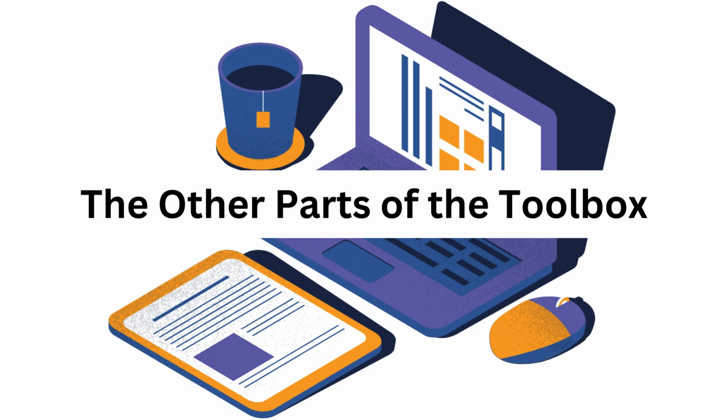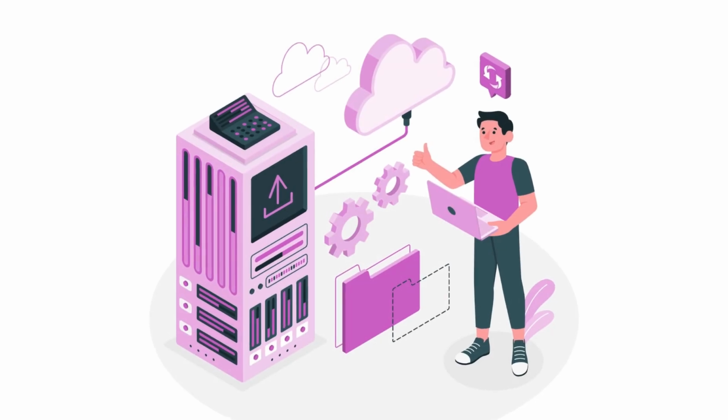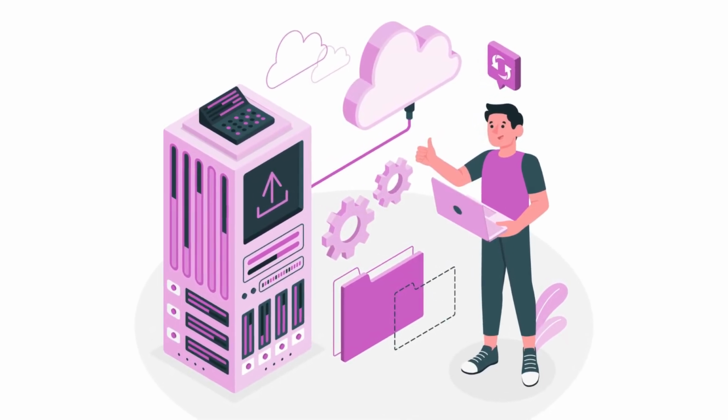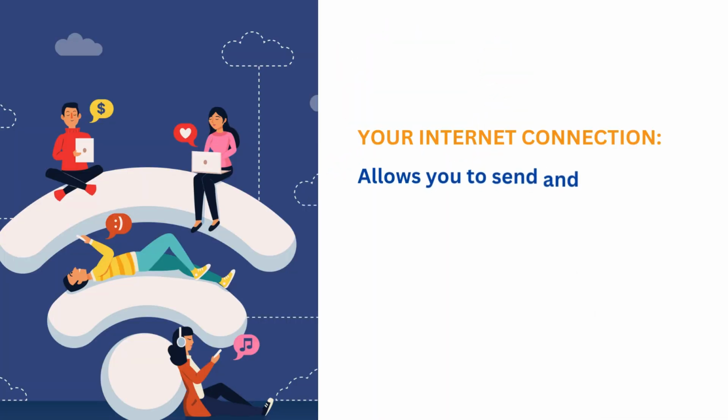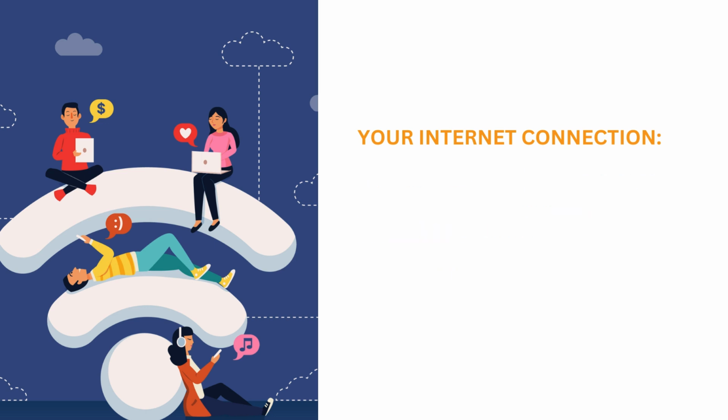There are many other parts involved. Let's imagine that the web is a road. The client is on one end of the road, which is like your house. On the other end of the road is the server, which is a shop you want to buy something from. In addition to the client and the server, we also need to say hello to your internet connection. It allows you to send and receive data on the web. It's basically like the street between your house and the shop.